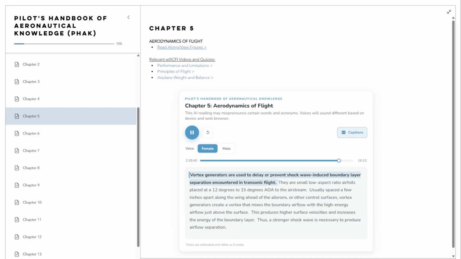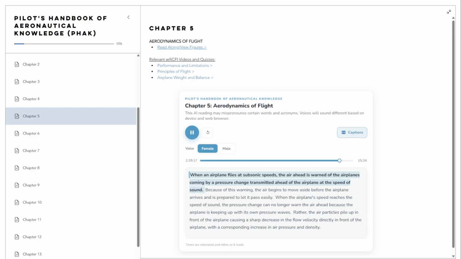Vortex generators are used to delay or prevent shock wave-induced boundary layer separation encountered in transonic flight. They are small low aspect ratio airfoils placed at a 12 degrees to 15 degrees AOA to the airstream. Usually spaced a few inches apart along the wing ahead of the ailerons, or other control surfaces, vortex generators create a vortex that mixes the boundary airflow with the high-energy airflow just above the surface. This produces higher surface velocities and increases the energy of the boundary layer. Thus, a stronger shock wave is necessary to produce airflow separation.